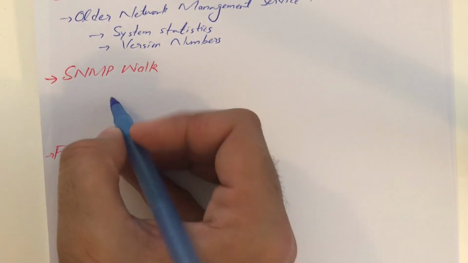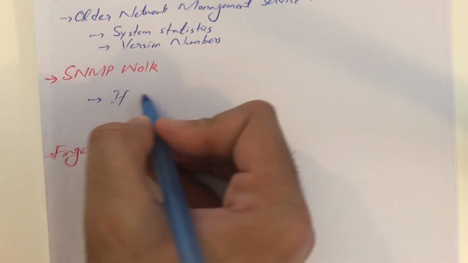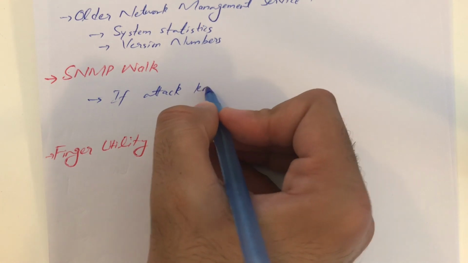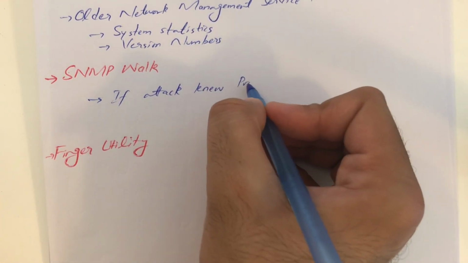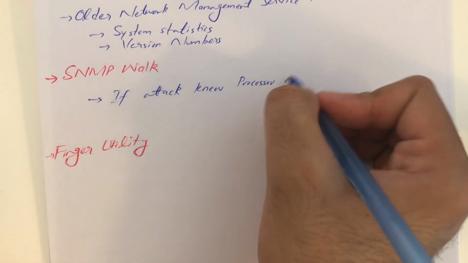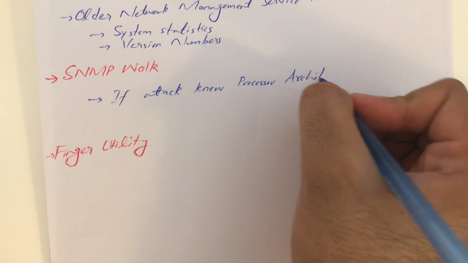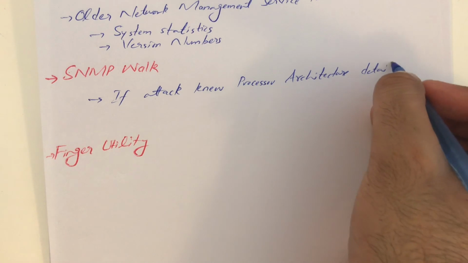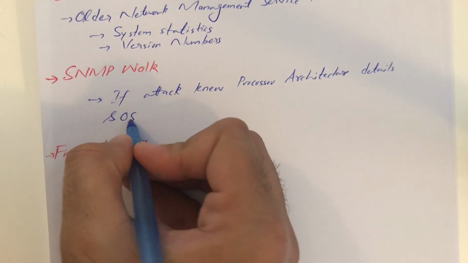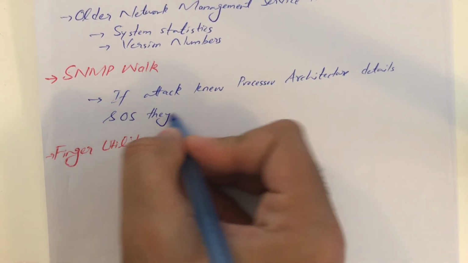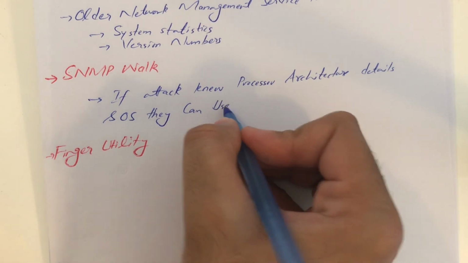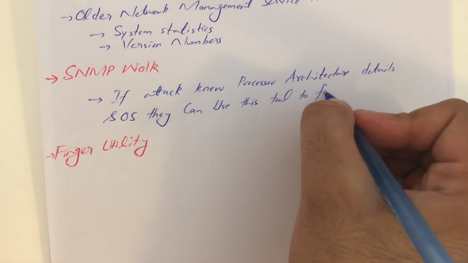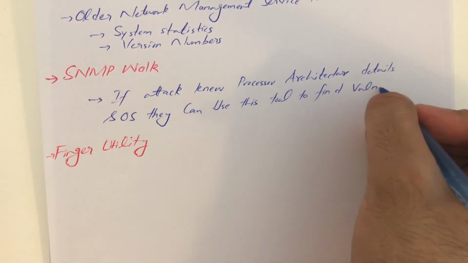Again, it works only with Linux and Unix. And if an attacker knew the processor architecture, like 64-bit or 32-bit, details and the operating system, then they can use this tool to find vulnerabilities.